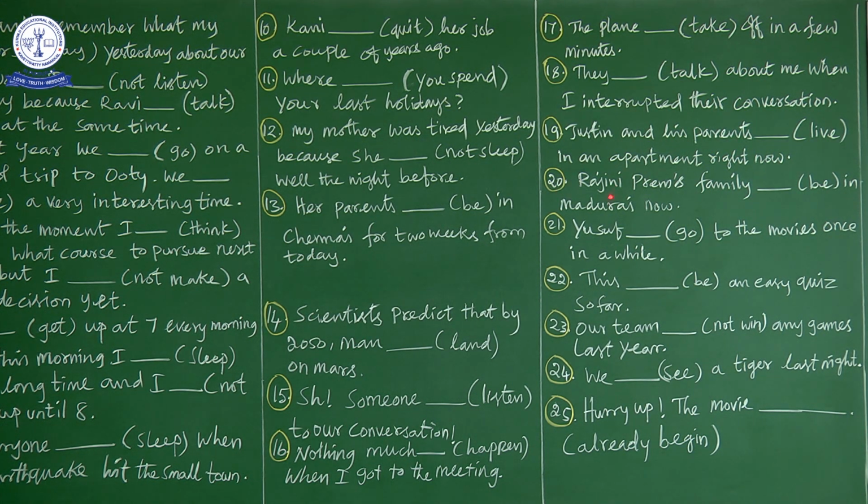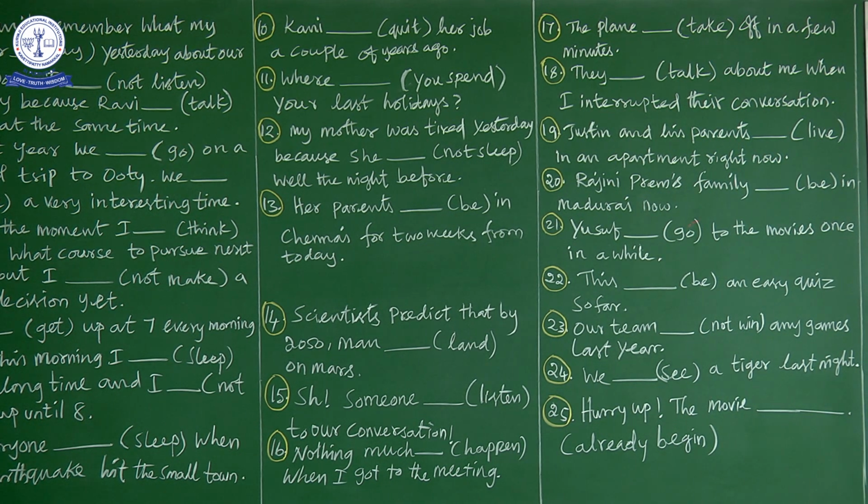The 20th exercise. Rajini Prem's family dash be in Madurai now. Here, this now refers to present form. So we have to go for is or am. Whenever there is a be in the bracket, we have to go for be, that is is, am, was or were. Since now refers to present form, we have to go for present tense. Rajini Prem's family is a singular form, so we have to go for is. So the answer is: Rajini Prem's family is in Madurai now.